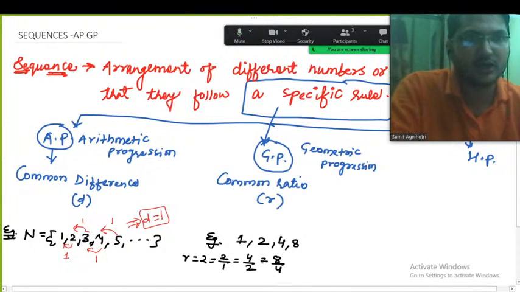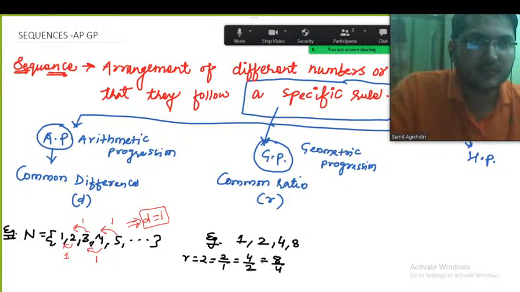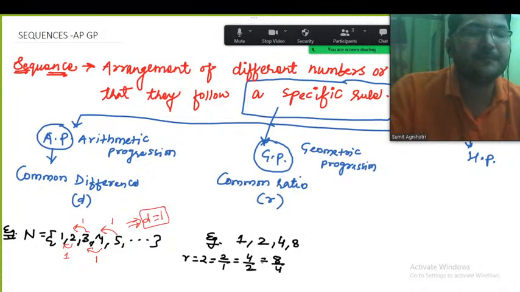In AP, common differences are the same; in GP, common ratios are the same. Do remember this very carefully. Is it clear to you now?